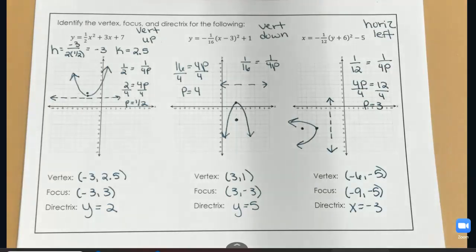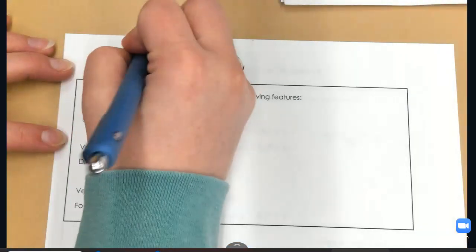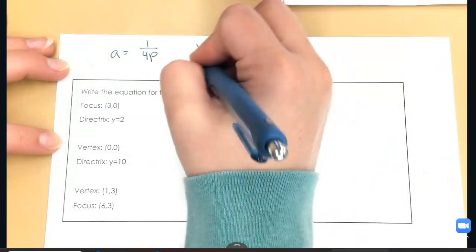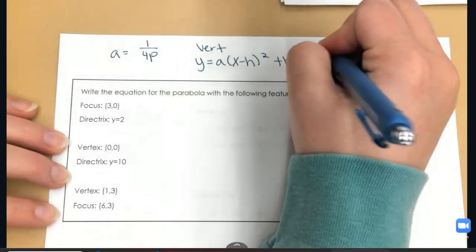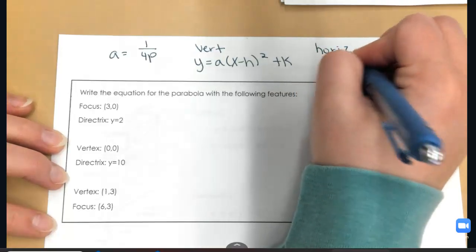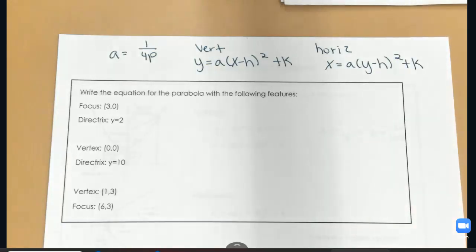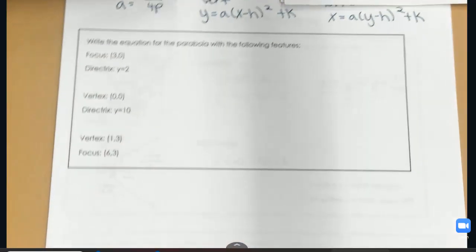So now that we understand how all of those parts are related to each other, we are going to look at writing the equation of these parabolas when you are given various pieces of information. So quick recap, remember a is equal to 1 over 4p, and then for a vertical parabola, y equals a times x minus h squared plus k, and for a horizontal parabola, x is equal to a times y minus k squared plus h. So to write these equations, we're going to need to find the vertex and the value of p.